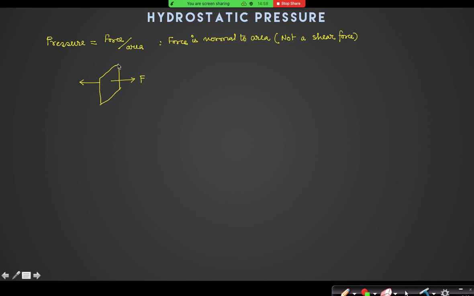Suppose on this side there is material 1 and on this side material 2. So this force F prime is provided by material 2 on this surface, and this force F is provided by material 1 on this surface. Yes or no? This force is by material 2 and this force is by material 1.